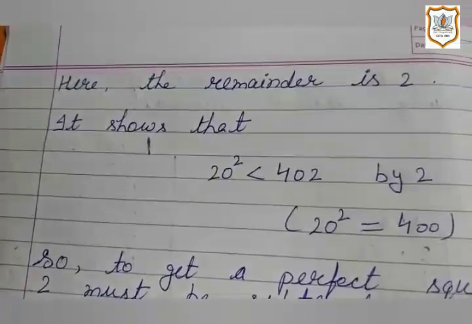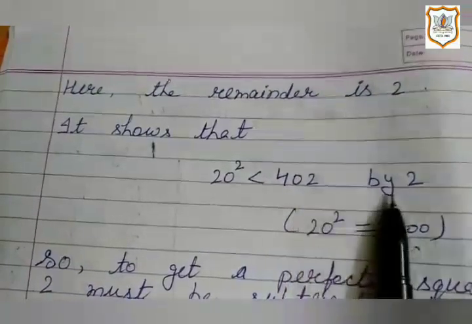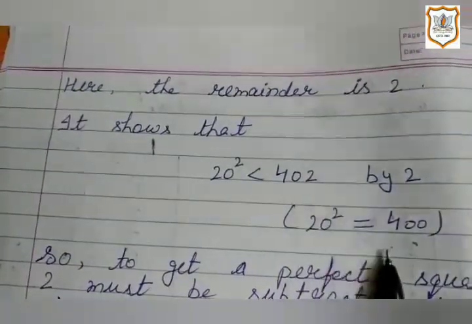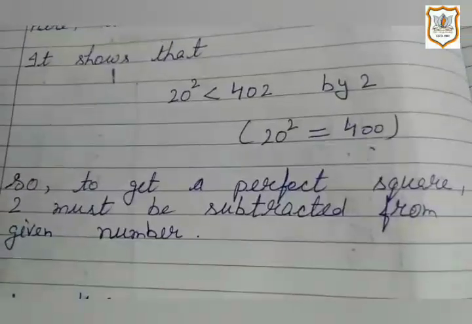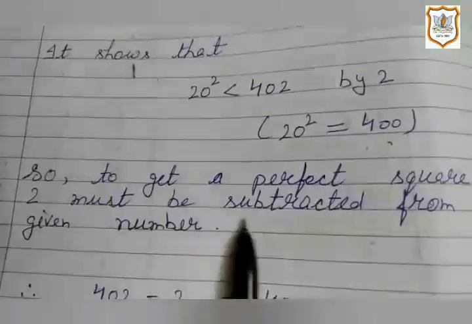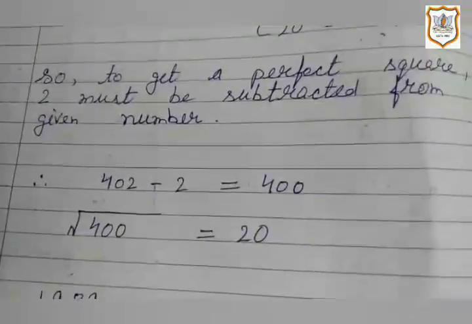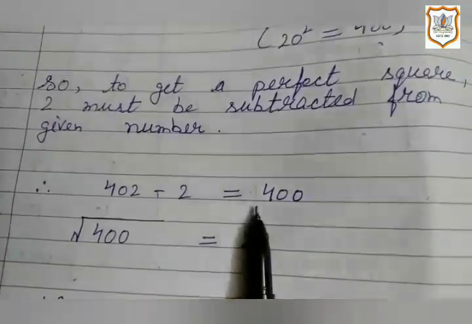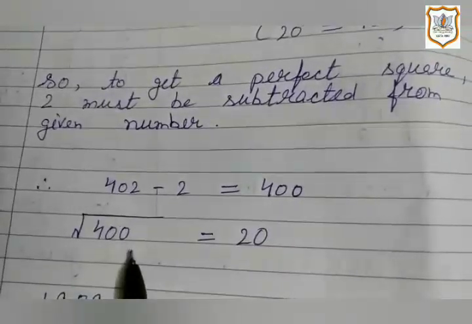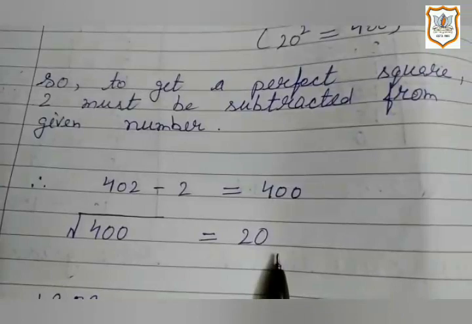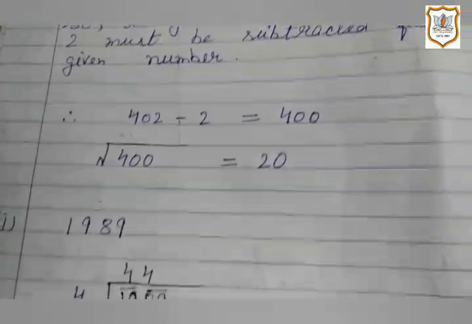It shows that 20 square is less than 402 by 2, because 20 square equals 400. So to get a perfect square, 2 must be subtracted from the given number. Therefore 402 minus 2 equals 400. So the square root of 400 will be 20. Clear? Now I will take the next number.